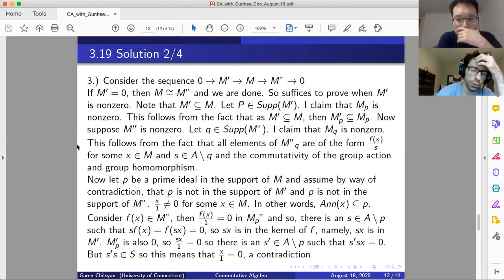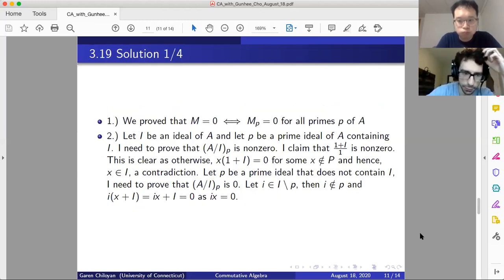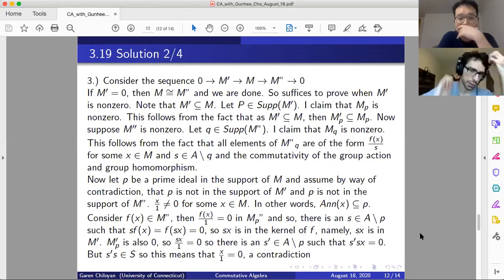So we proved right to left. I think we proved right to left. So let's finish the other side.